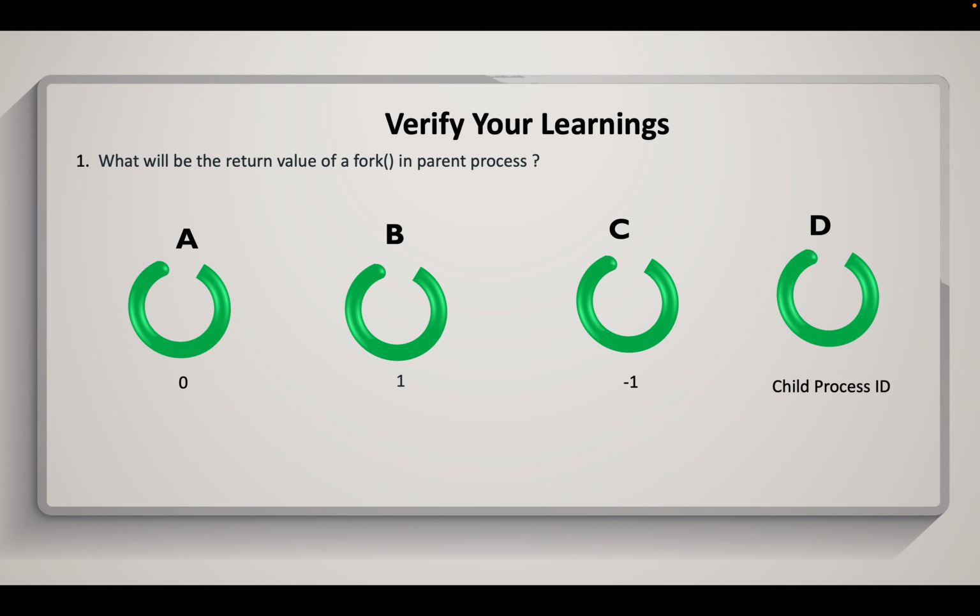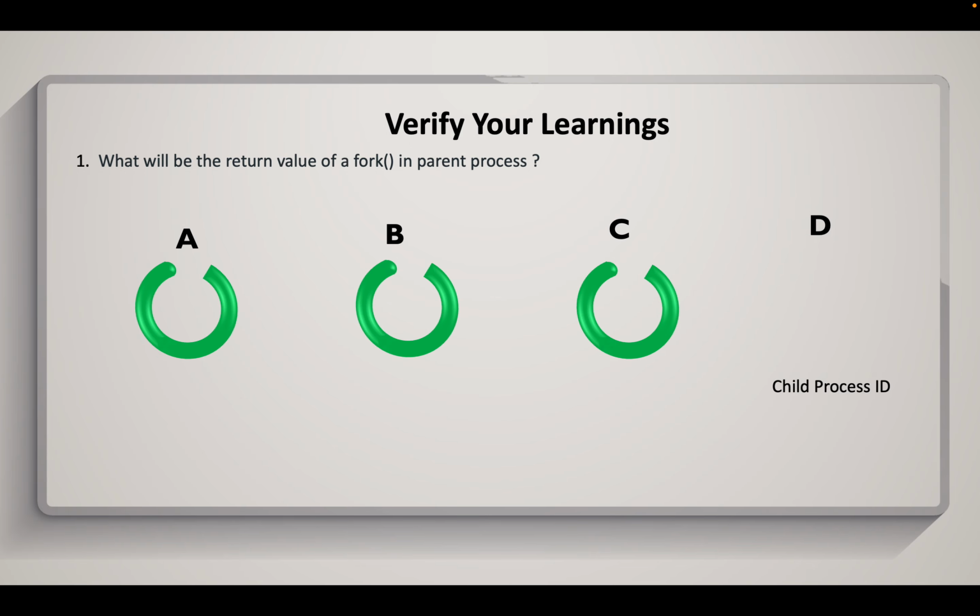Verify your learnings. What will be the return value of fork in the parent process? The fork returns 0 in the child, and what does it return to the parent? It returns the child process ID. So the answer is D, child process ID.